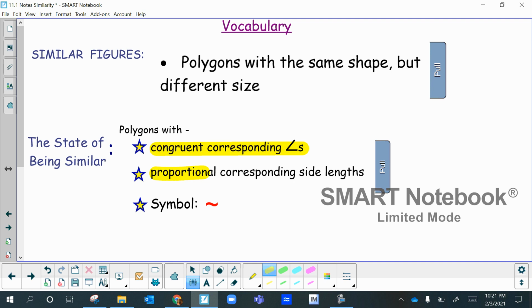Okay, you will also have proportional corresponding side lengths. So everything's going to be proportional. And then lastly, you need to know the symbol, which is basically this little wavy line right here. All right, so 3 main bullets that you need to know on what it takes to be similar.